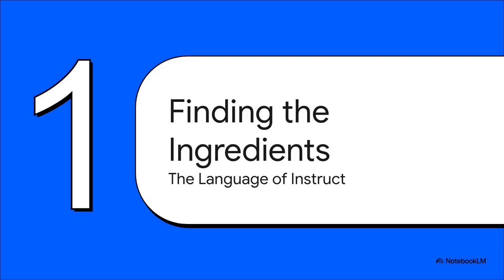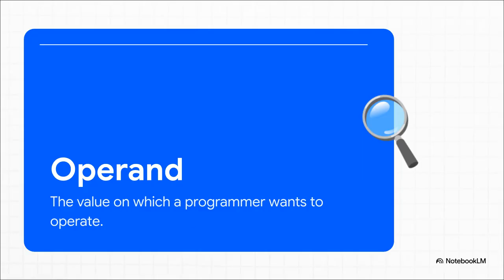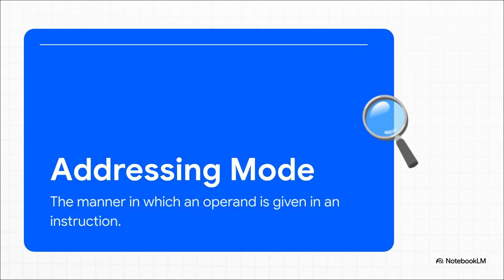Finding the ingredients. To really get how a CPU finds what it needs, we've got to speak its language. And lucky for us, it really just comes down to 2 key terms. First up is the operand. This is easy. The operand is simply the ingredient. It's the number, the letter, the chunk of data that an instruction is going to use or change or move around. And this is the cool part, the addressing mode.